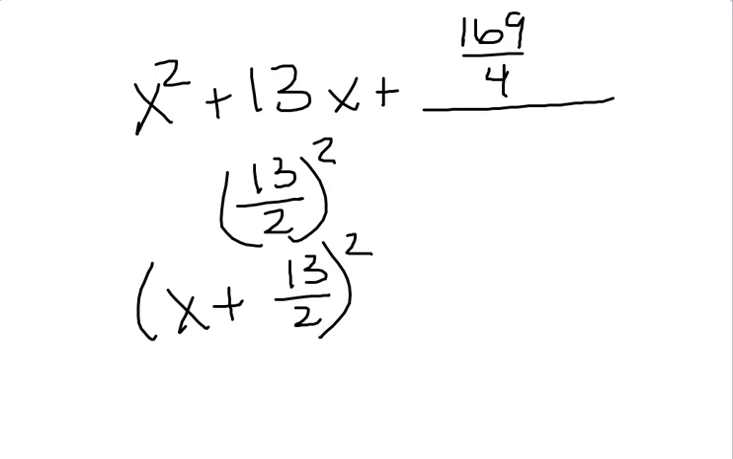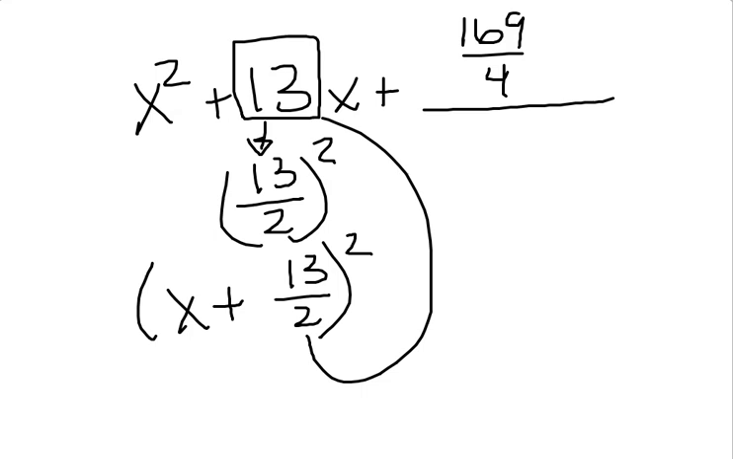So notice that by taking the coefficient of x and dividing it by 2, I'm getting b. I'm getting the other term of that x plus something squared or x minus something squared. So let's look at another problem.